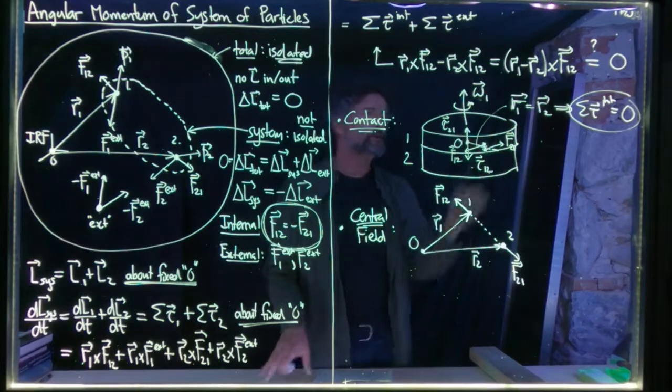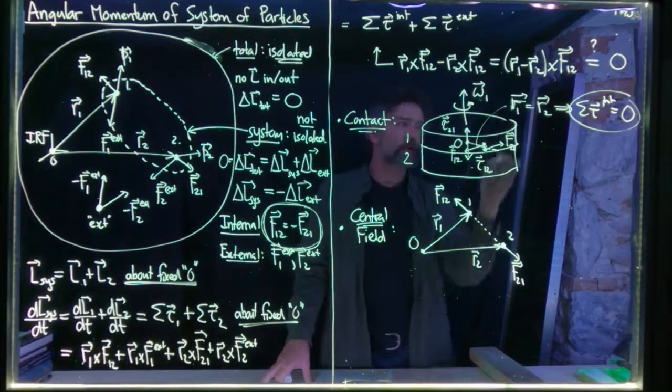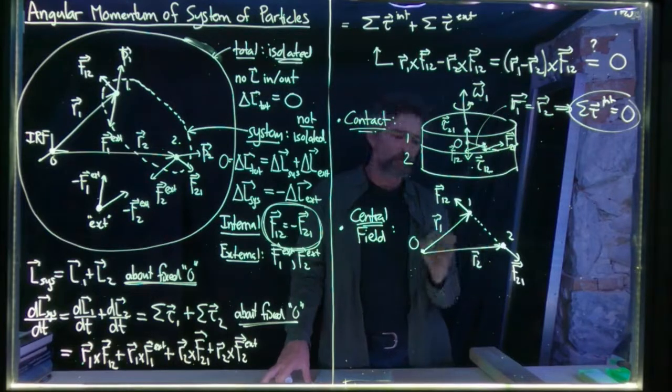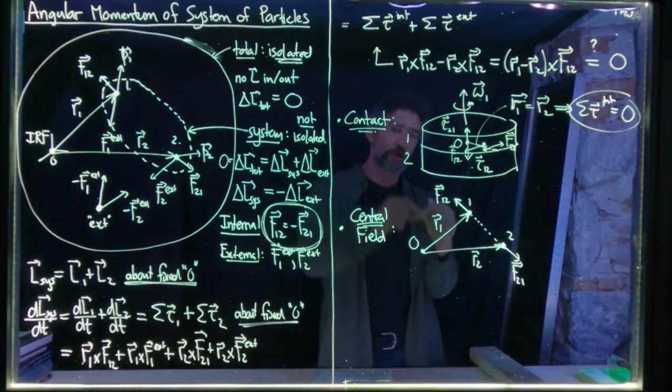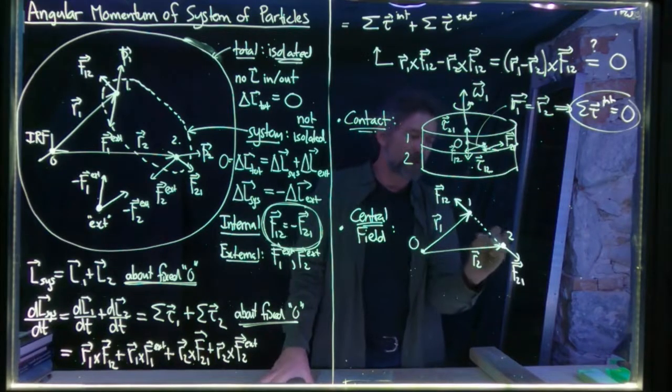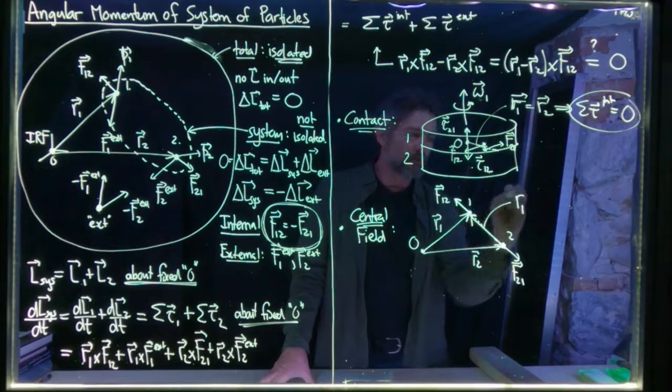Okay, but now we look at this, R1 minus R2 is, unlike for contact forces, not 0. Okay, so what is R1 minus R2? Like they're separated in space. They're not like contact, touching each other. Okay, so they're separated in space. So what is R1 minus R2? Well, it's that vector. So this is R1 minus R2.